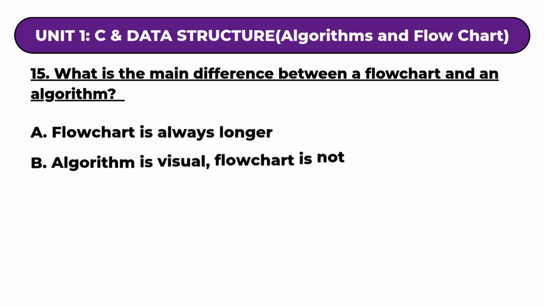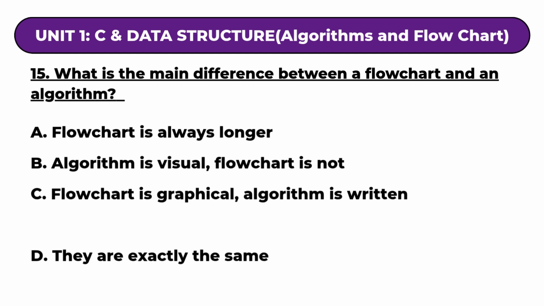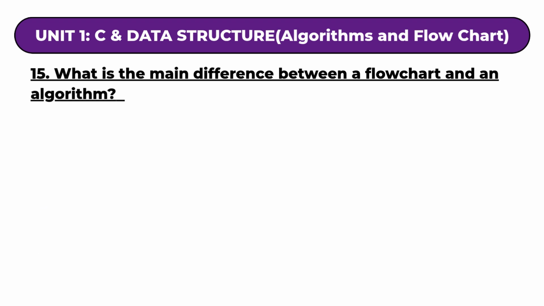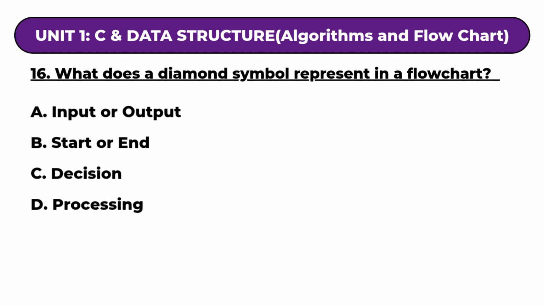What is the main difference between a flowchart and an algorithm? A, flowchart is always longer. B, algorithm is visual. Flowchart is not. C, flowchart is graphical. Algorithm is written. D, they are exactly the same. Correct answer? C, flowchart is graphical. Algorithm is written.